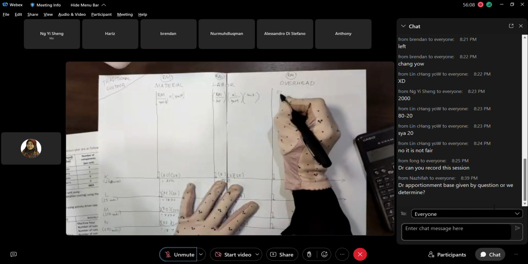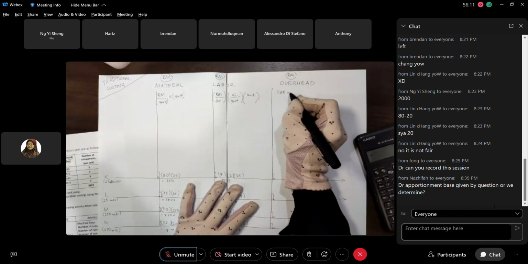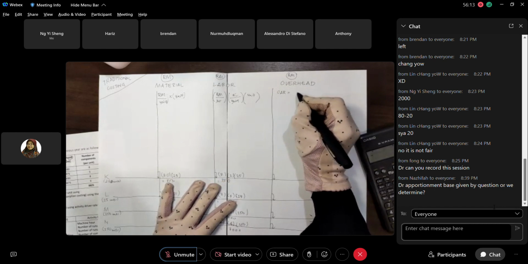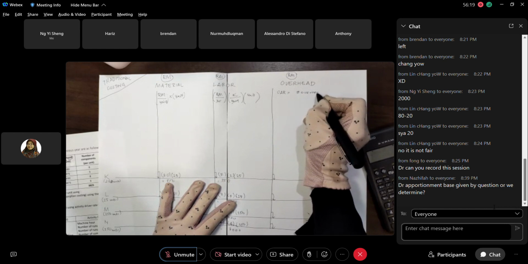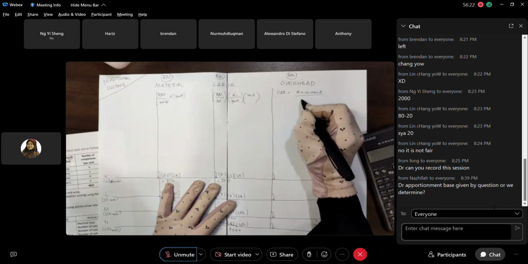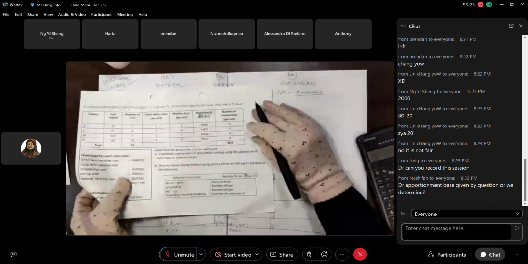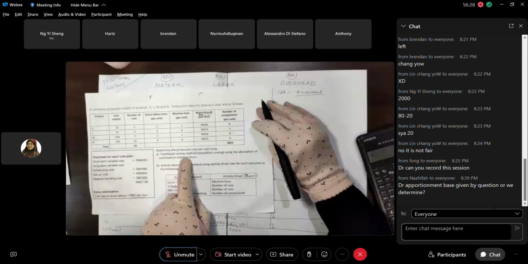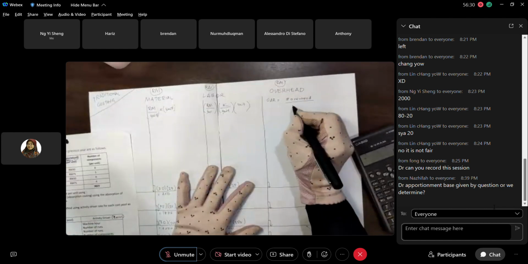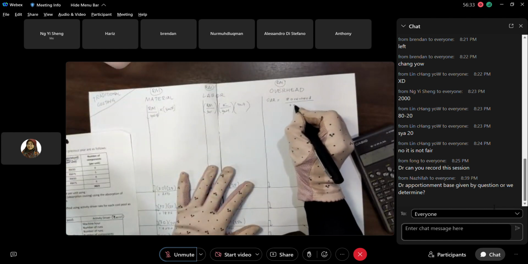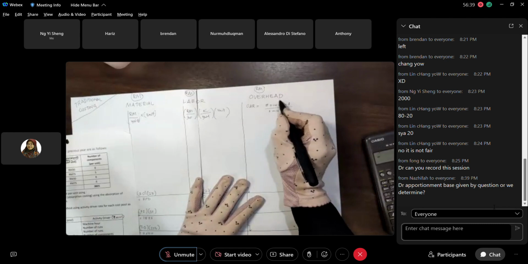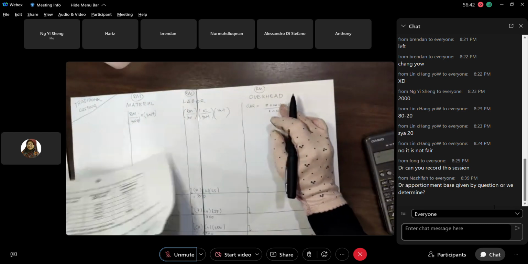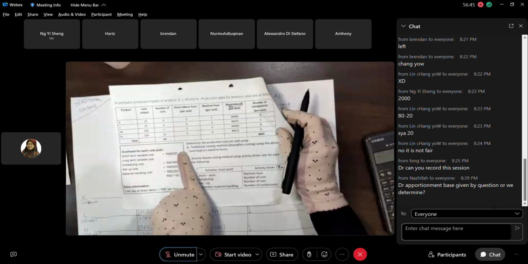Okay, the OER, what is the base? Okay, formula OER. What is the formula for overhead? OER is the total overhead, OH, divided by the base. For traditional costing, overhead is based on machine hours. So it is based on the total machine hours. Okay, now what is the total overhead? Look at here.